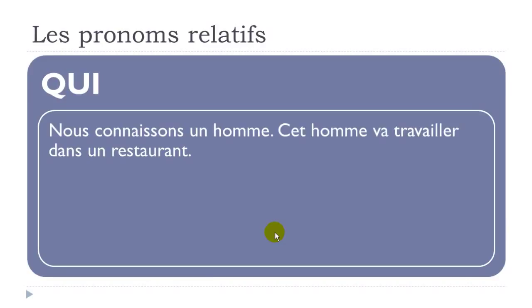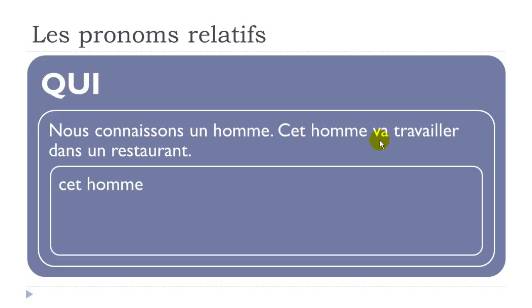And then we'll see a third example. Nous connaissons un homme. Cet homme va travailler dans un restaurant. In that case, what do we have here? We've got a second sentence in which we've got "is going to work". So va, it's aller. That's what we call futur proche. So this man, cet homme, is going to work, va travailler.